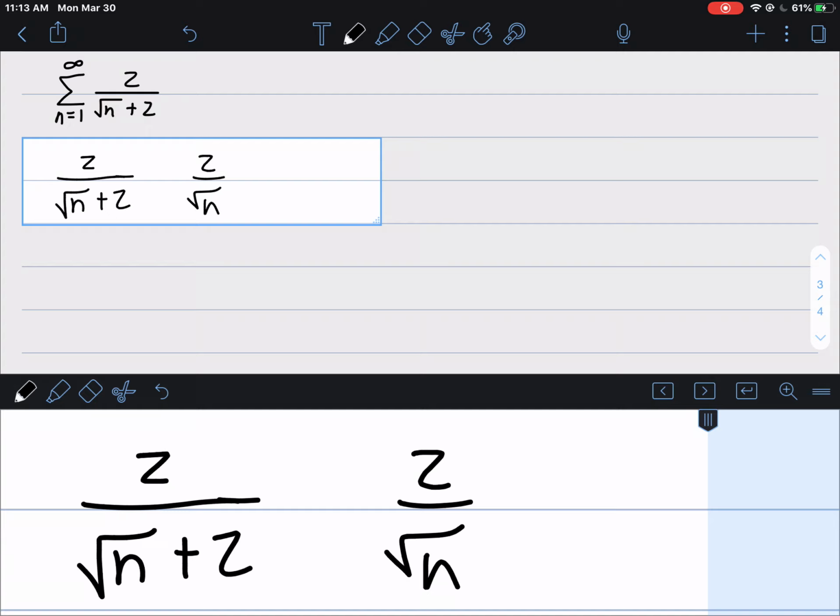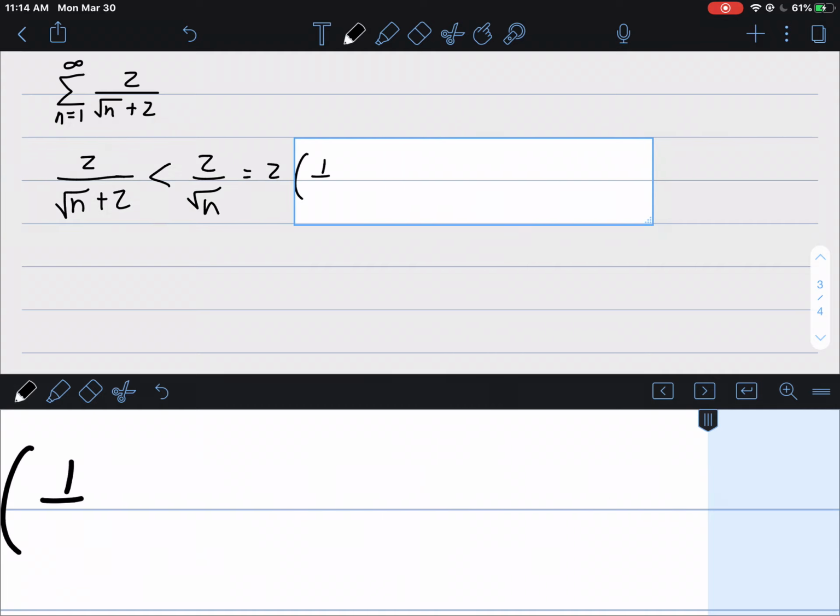The one on the right is larger because the one on the left has the larger denominator. We took square root of n, added 2, which makes the denominator larger, which makes the fraction smaller. So the terms of our series are smaller than 2 over the square root of n. Now, 2 over the square root of n is just 2 times 1 over the square root of n. And this is the one I'm interested in, because now I can tell you whether it's convergent or divergent.